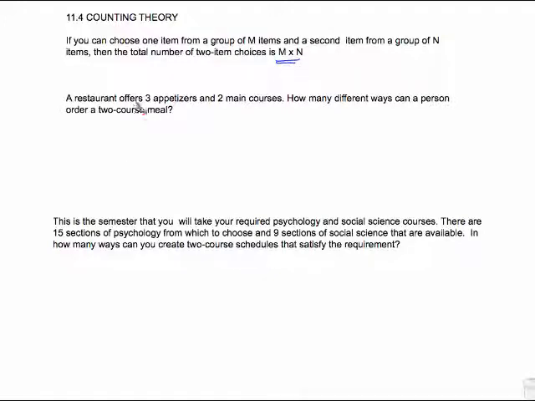So an example is a restaurant offers 3 appetizers and 2 main courses. How many different ways can a person order a 2-course meal? That is simply 3 times 2, and there are 6 different 2-course meals. Let's say you can have wings, loaded potato, or onion rings for your appetizer, and you can have beef or chicken for your main course. So your meals could be wings followed by beef, or wings followed by chicken. You could have the potato followed by beef, or the potato followed by chicken. The onion rings followed by beef, and the onion rings followed by chicken. And that's how we end up with 6 of those.